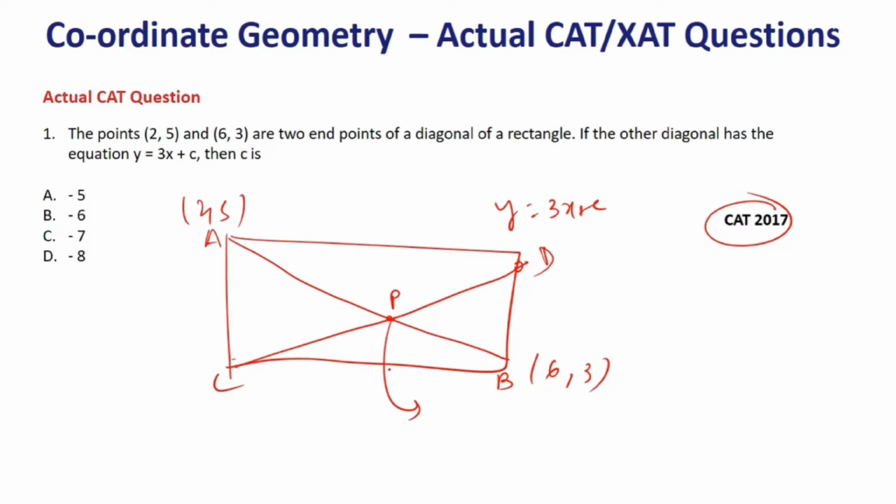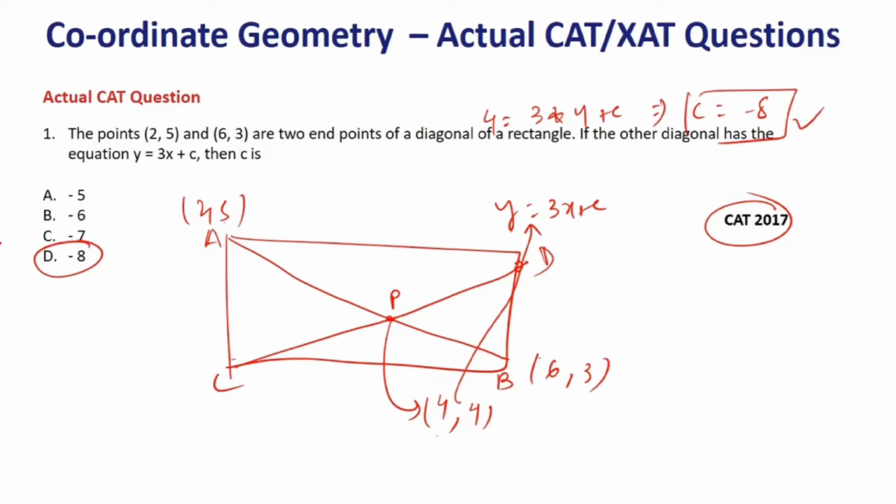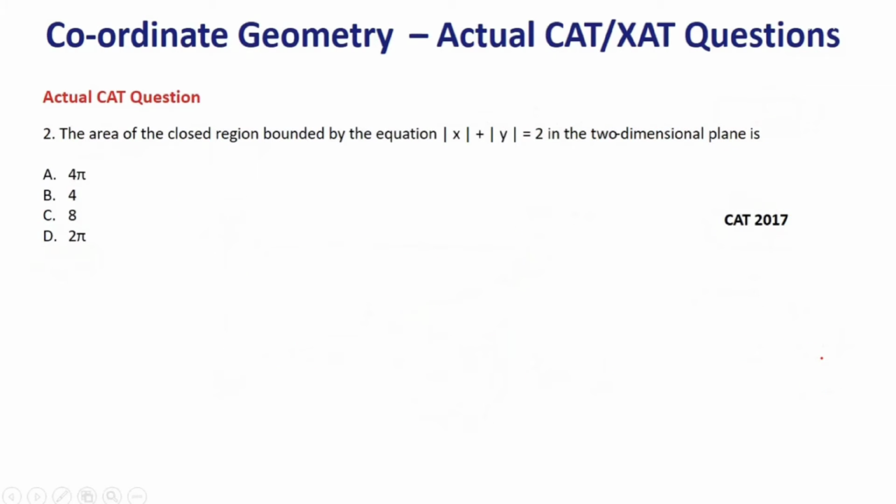So this point P is the midpoint of AB and also the midpoint of CD. So how can I calculate P? Simple midpoint formula or section formula. 2 plus 6 divided by 2, 4. 5 plus 3 divided by 2, 4. So (4, 4). Now this point must lie on this line. Therefore I'll just put it in. So y is equal to 4, 3 into x is equal to 4 plus c. c is equal to minus 8. So the answer is option D. I hope this is clear to you. Simple question, application of section formula or midpoint formula. Let's move forward.